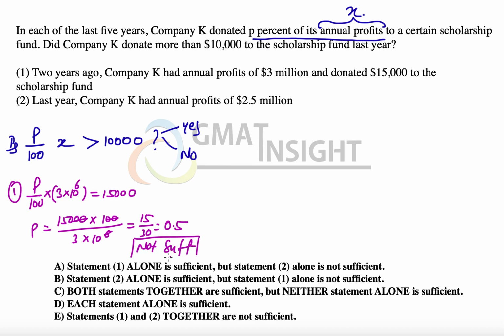The simplification is sometimes useful while combining the two statements, so we like to infer the information of the statement while we are simplifying it. The first statement is not sufficient, so A and D options are out.